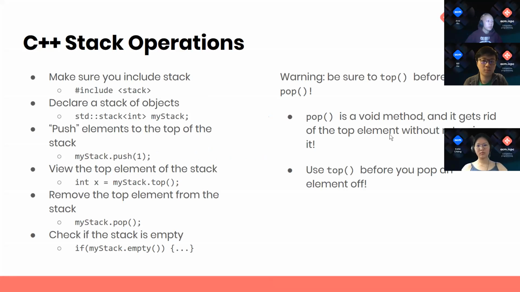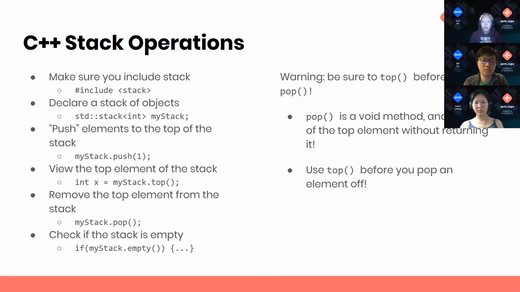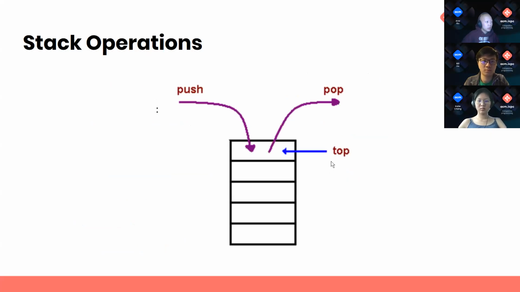As you guys already know, these are some of the operations that you'll be doing with a stack. Always include stack, that's going to be your STL, and basically using namespace std, or you can just do std:: for all these functions. As always, be sure to call top before you pop, just because pop is a void function, and top would get you whatever the element is at the top. Obviously, these are the visualizations for a stack. When you push, you push onto the top, and when you pop, you pop from the top.